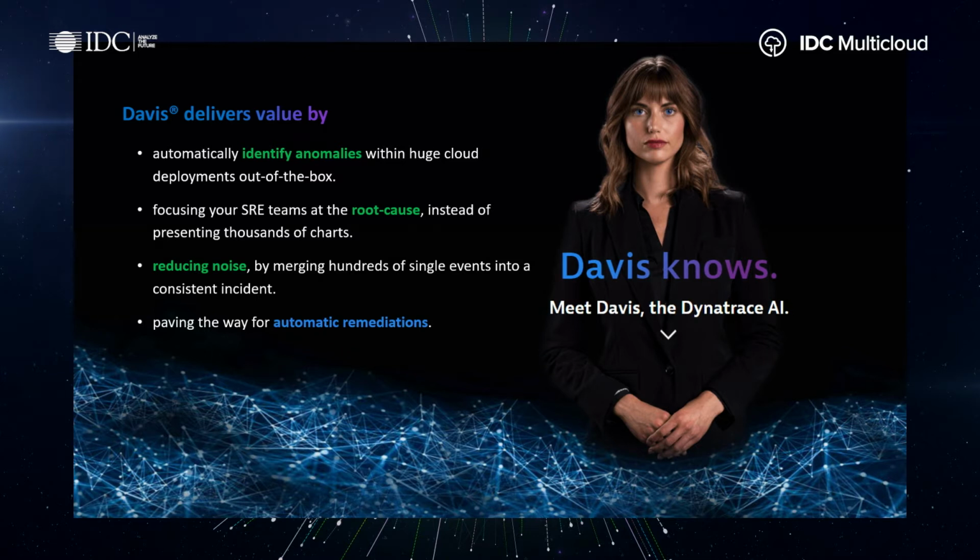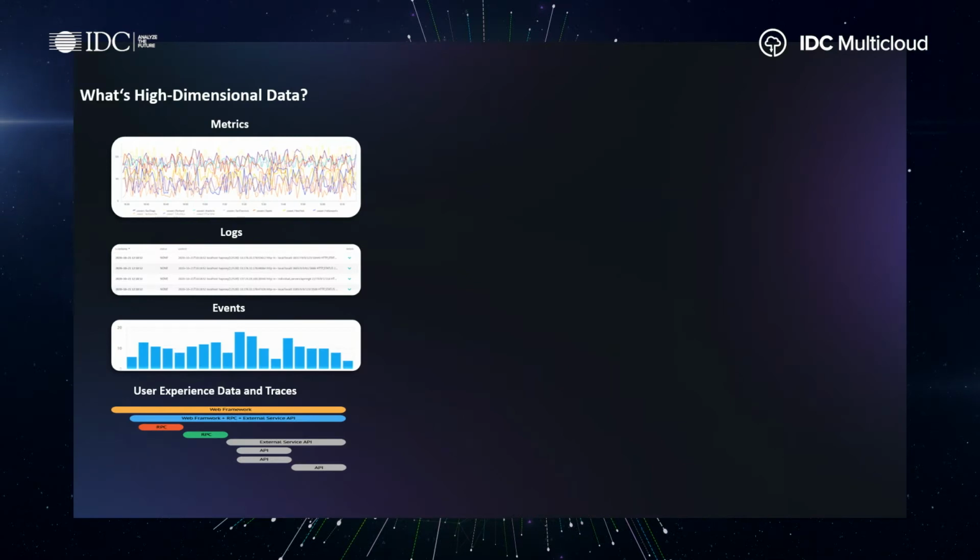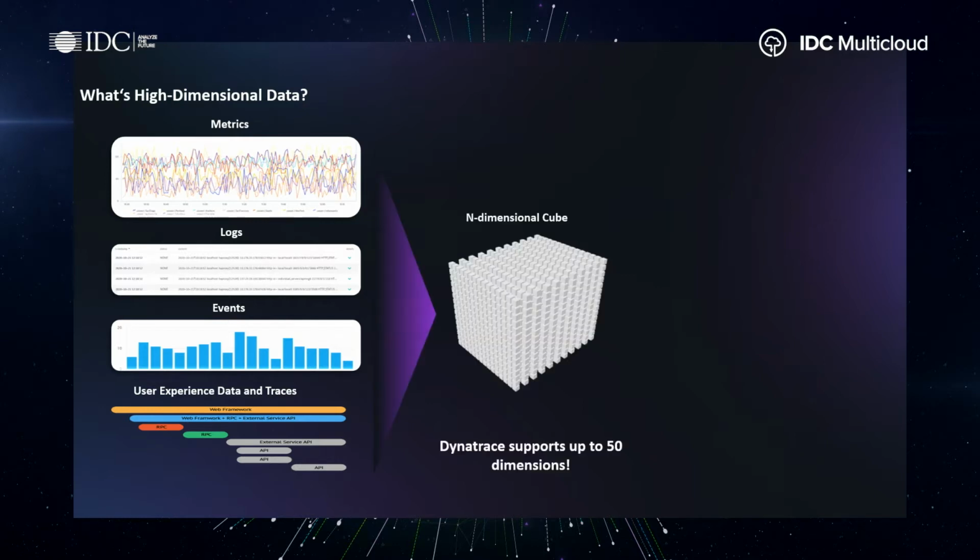And because of that, we reduce noise of all these single events that are coming in. And because of us providing not just you with a problem, but also with a root cause, this paves the way for automatic remediation. Now, the question that you might have is, well, how does Davis do all that? Well, we have a very cool algorithm that helps us analyze this high dimensional data. So what we do is we take all these sources, metrics, logs, events, traces, right? Anything from end-to-end flow, we take all this data and we put it in a large multi-dimensional cube.